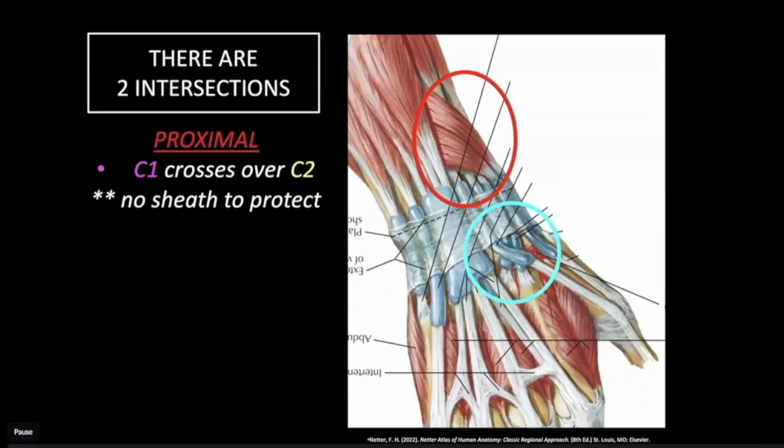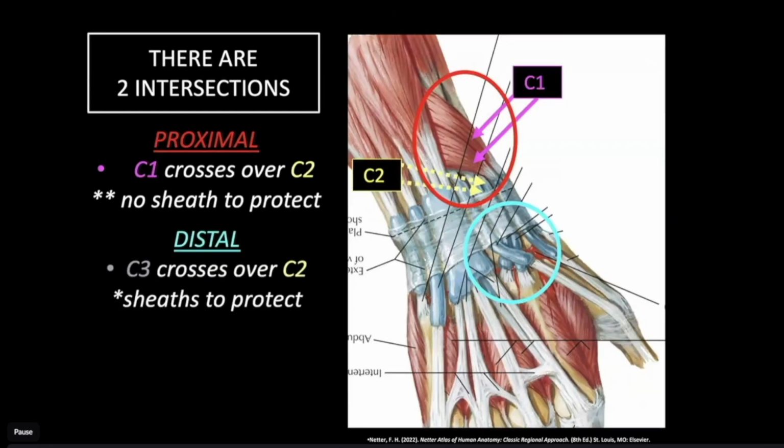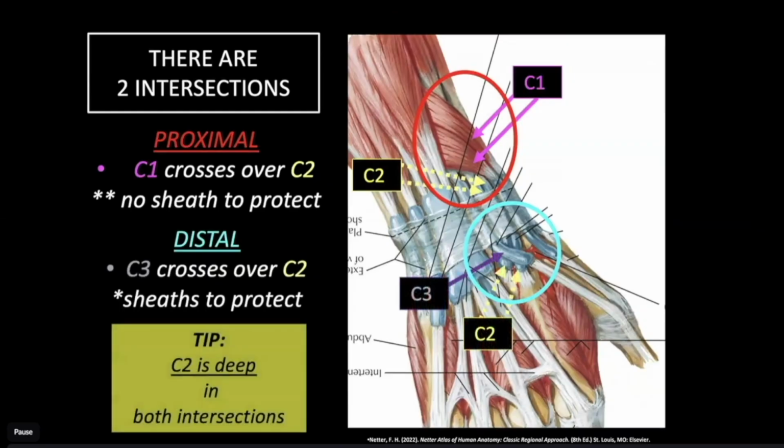The proximal one: compartment 1 crosses over compartment 2. At this level, there are no sheaths to protect, so we tend to see more pathology at this location. At the distal intersection, C3 crosses over C2, and at that location, there are sheaths to protect. So I personally have not seen a case of distal intersection syndrome.